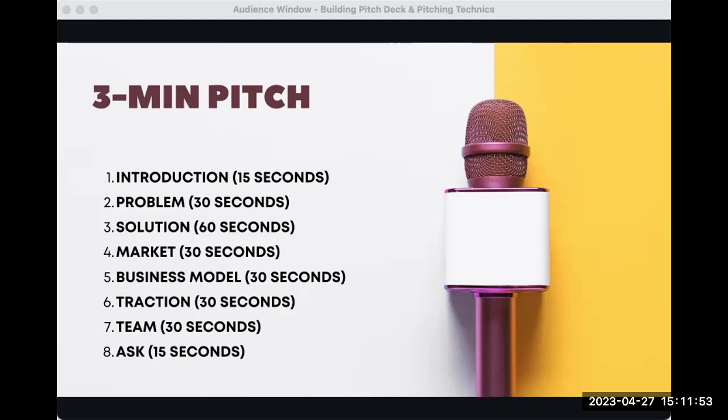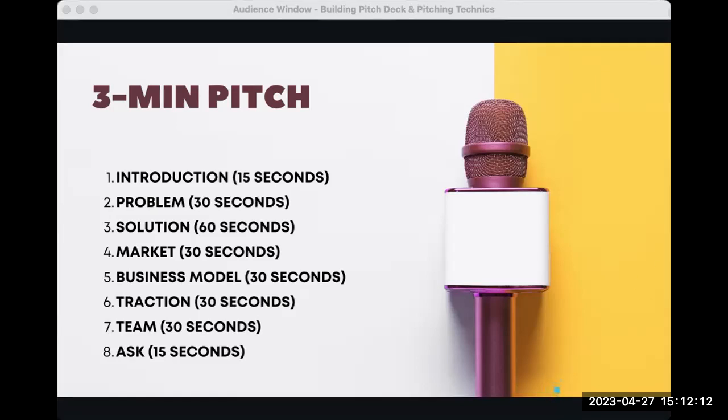For example, funding or a follow-up meeting, if you ask for one, make sure that your ask aligns with the stage of your startup and the goals that you pitch. It's very important to have this logic throughout your pitch.